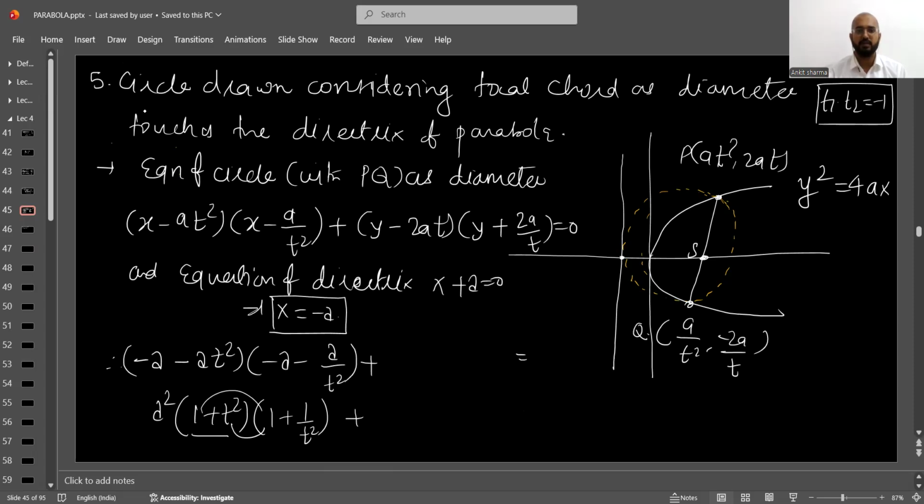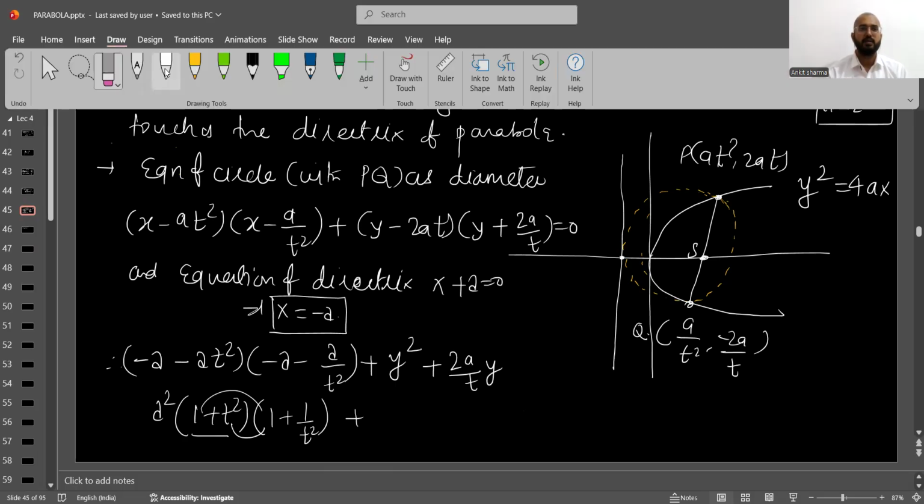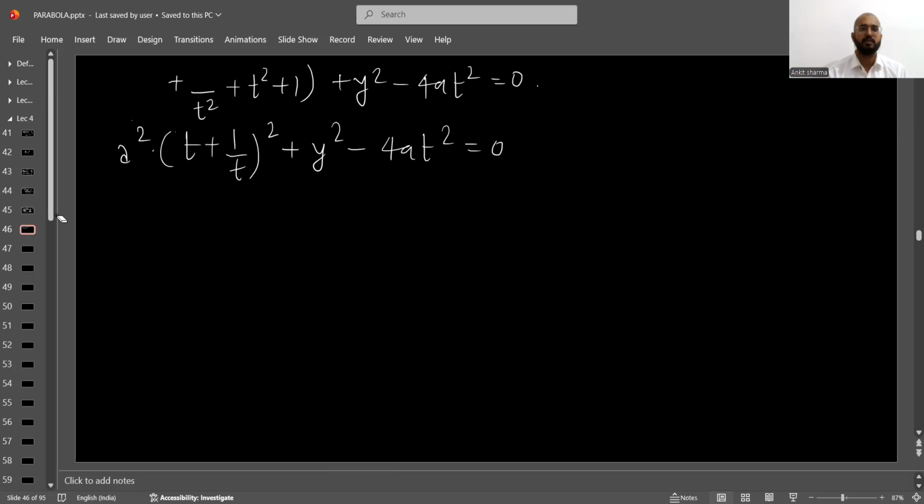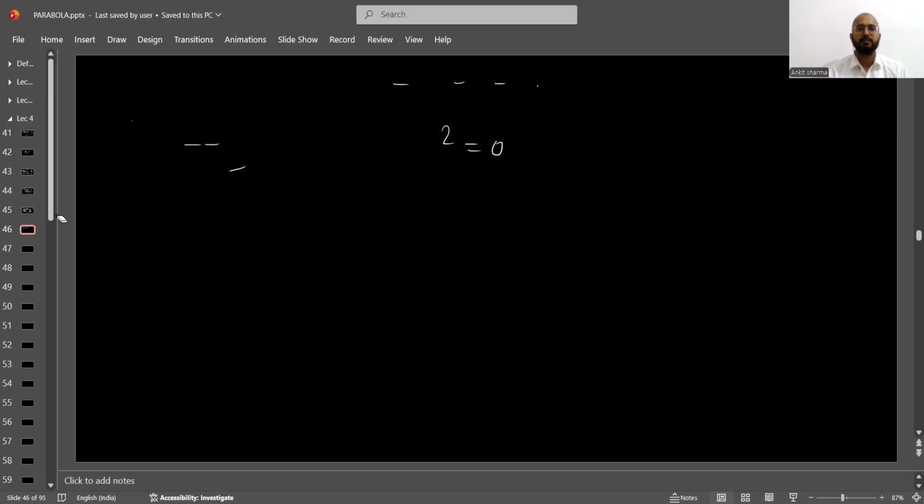Now if I multiply, I'll be having here y square, then plus 2a by t into y, and then minus 2at into y minus 4a square is equal to 0. Now let's move further. So this can be multiplied. No, even this part is also incorrect.